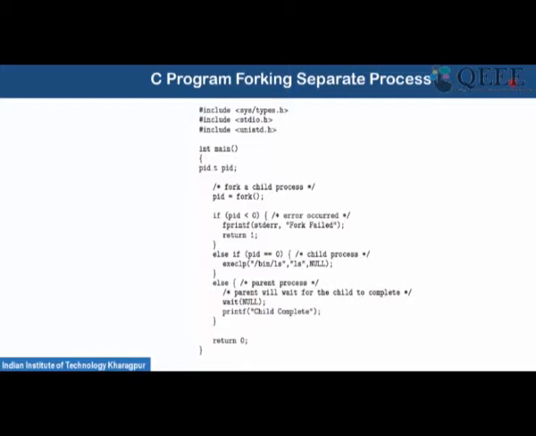So whenever you are forking a new process, if you look into this PID value from inside the parent process, you will see that it is a non-zero value. That means it is the process ID of the child process. If you look at the PID in the child process, then that value will be 0. So by using this PID variable, you can actually determine whether you are inside the parent process or inside the child process.